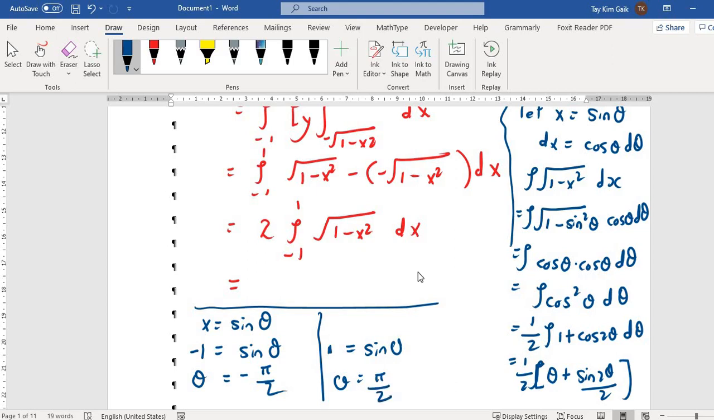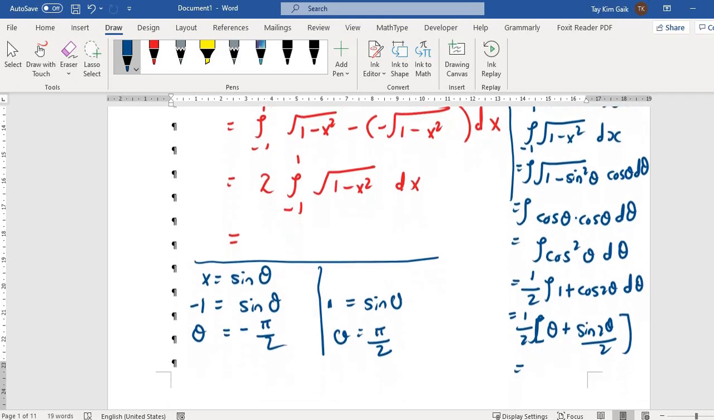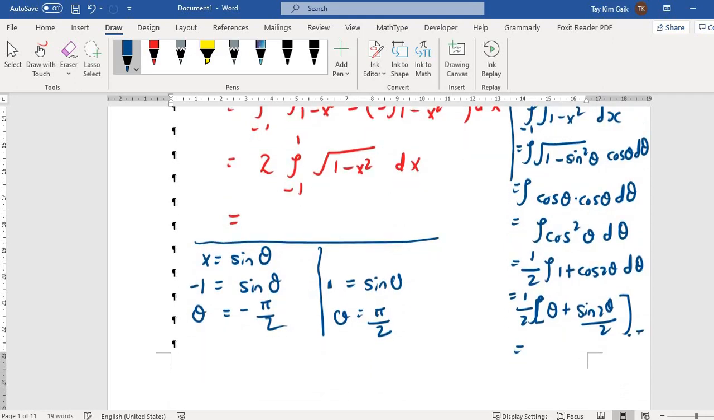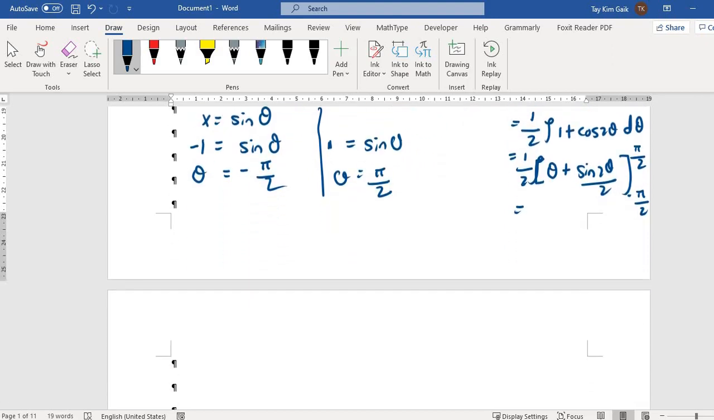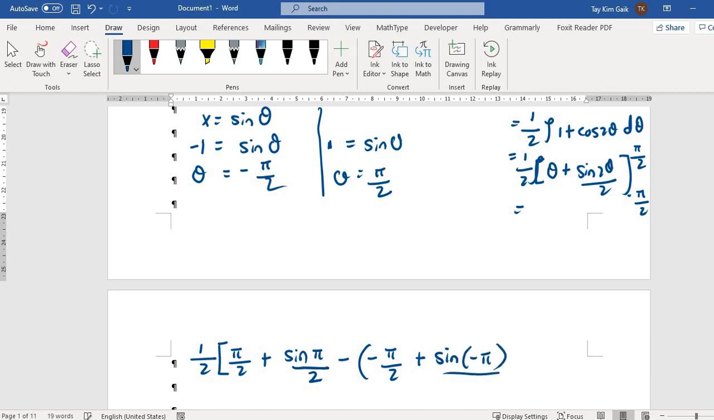So now here, integrating from x = -1 to x = +1, when you change to θ, the limits are from -π/2 to +π/2. That's why the integral you get is π/2 plus sin π divided by 2, where 2 times π/2 becomes sin π. Minus the substitution of the lower limit, which is -π/2, plus sin of 2 times -π/2, which becomes sin(-π) divided by 2.